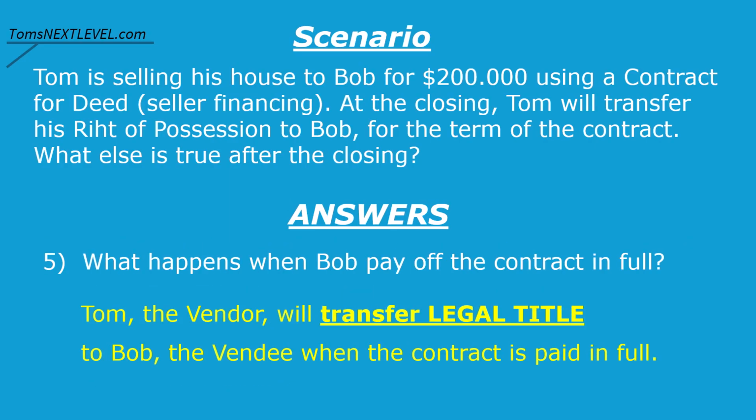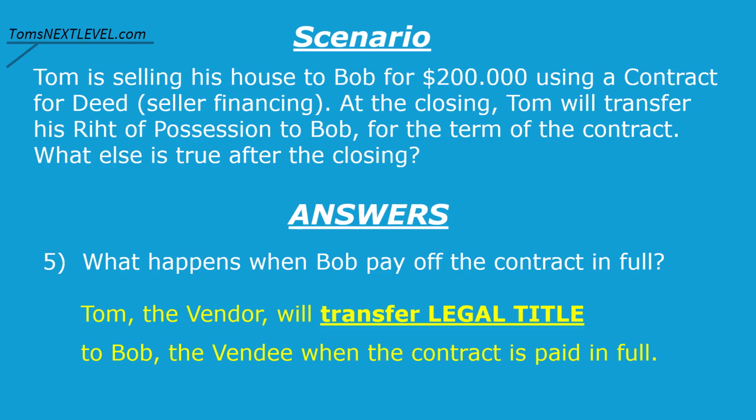And here's your last question. What happens when Bob pays off the contract for deed in full? Well, a major event is that's when Tom will transfer legal title to Bob. That's the only time on a contract for deed when Bob will get legal title to the property.